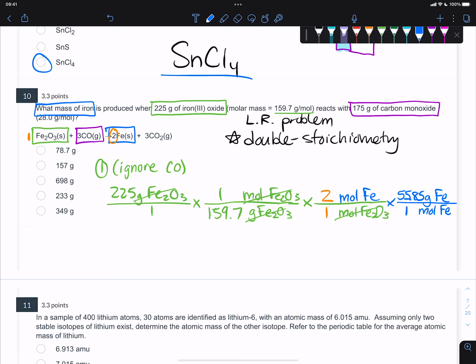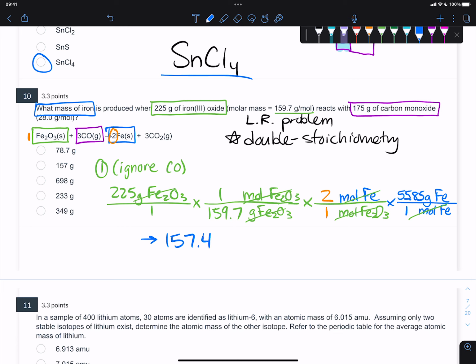55.85. And then you cancel, and you're going to get some number. So if I do the math here, I get, let's see, 225 times 2 times 55.85, and that just came from memory. I'm dividing that by 159.7. And I get about 157, which looks right, I suppose. So 157 point, let's say about 4.